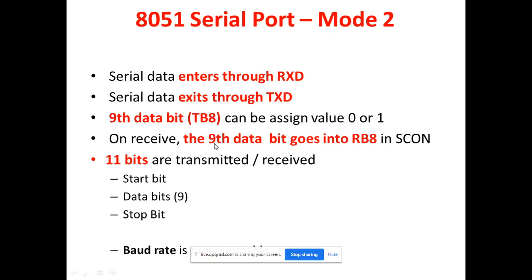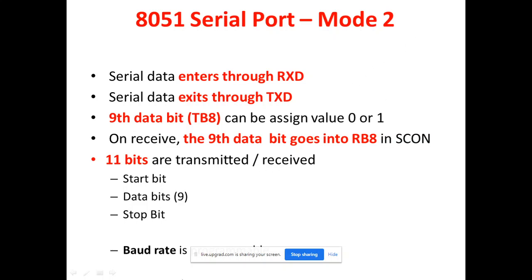Similarly, when you are receiving the 9th bit during the reception process, your data is 9-bit data. The first 8 bits are placed into SBUF, and the 9th bit is held in RB8. So for the transmission process the 9th bit is held in TB8, and for the reception process it is held in RB8. In mode 2, along with the start bit and stop bit, the 9-bit data and 2 bits become a frame of 11 bits, and these 11 bits are transmitted or received.